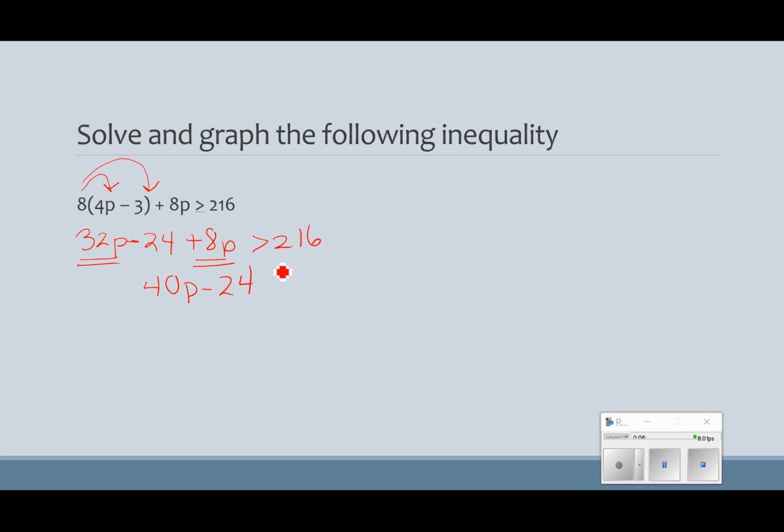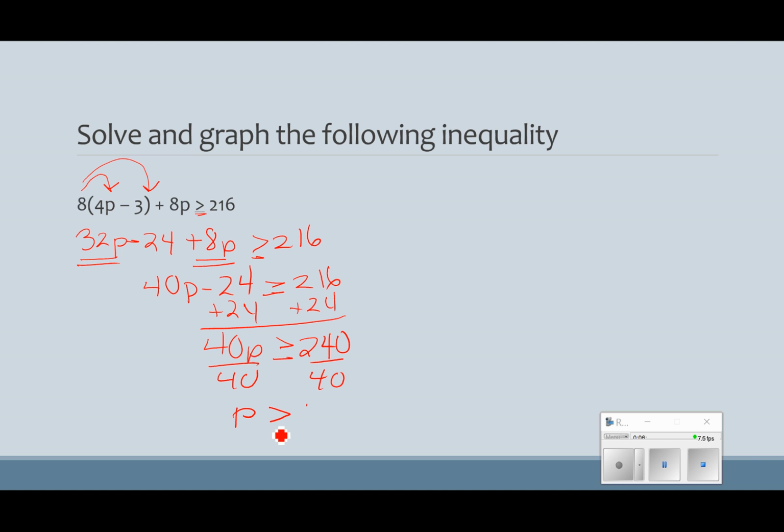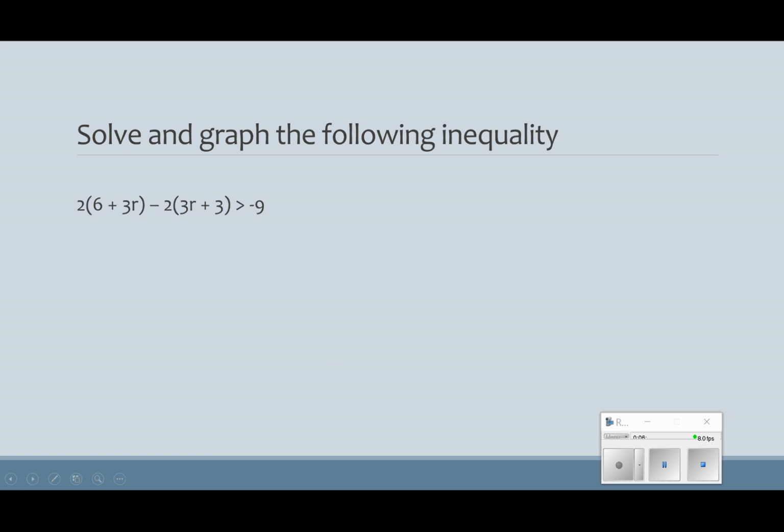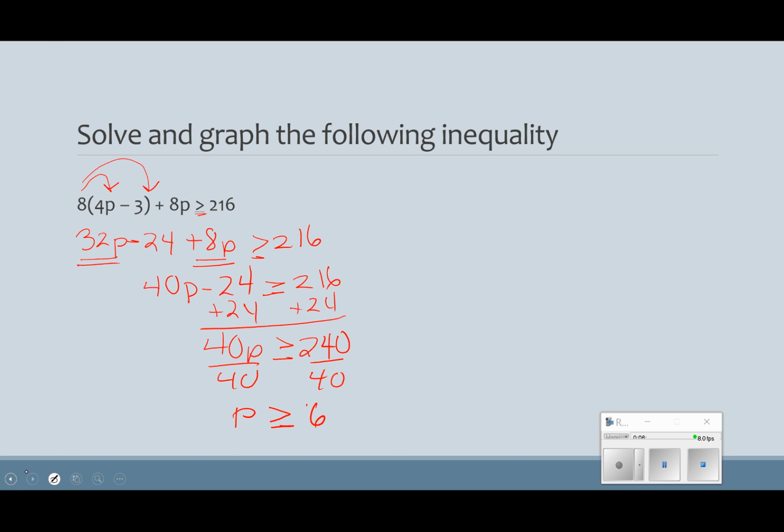So I get 40p minus 24 is greater than, that should be equal to, you can barely see it, or equal to 216. If I add 24 to both sides, I'm going to get 40p is greater than or equal to 240. And now if I divide by 40, so I'm dividing by a positive so I don't flip the sign. So p is greater than or equal to 6. So this time with my interval notation, it's going to be a bracket because 6 is included and then off to positive infinity.